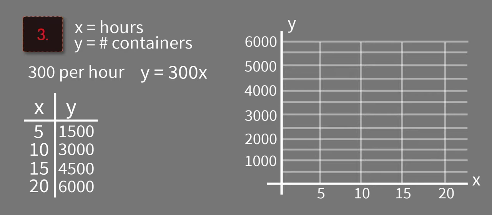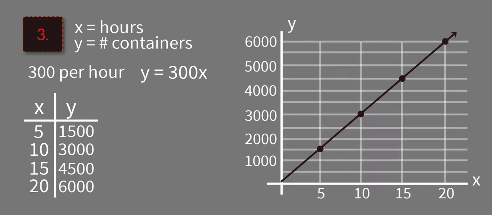We'll go ahead and graph those ordered pairs. So 5, 1,500. Count 5 to the right, 1,500 up. 10, 3,000. 15 is 4,500. Then finally 20, which is going to be our 6,000. Now we're not necessarily asked to describe the pattern, but if you can tell, it's linear. Our equation would simply just be y equals, it's 300 per hour, so 300 times the number of hours x. That would be what our pattern is.